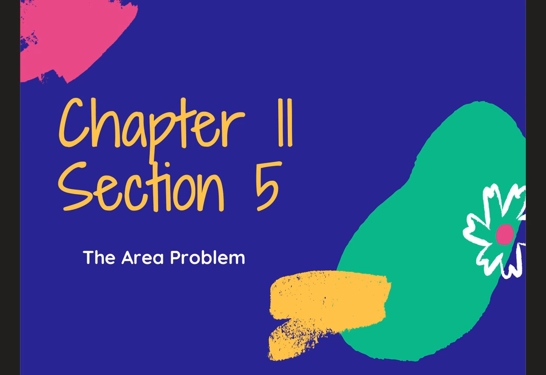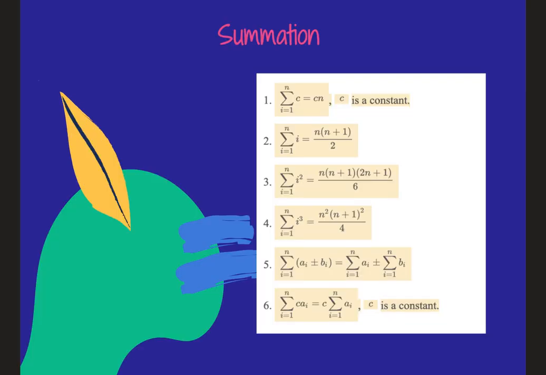Okay, so 11.5, which will mark the last section that you will learn this year, is the area. It's called the area problem, but it has two topics. It has summation and it has the area problem, both things that you will see again next year. So these formulas, if you took Algebra 2 honors here, we actually talked about these formulas, but briefly.